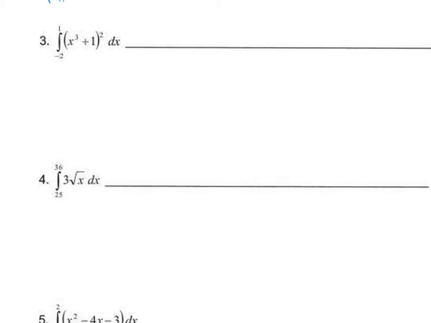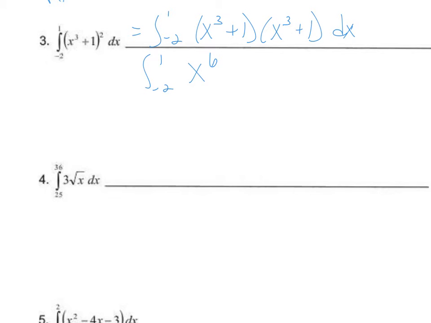For 3, I cannot do the antiderivative yet because of the quantity squared. So I have to simplify the integral by multiplying the two binomials together. So x to the third times x to the third is x to the sixth. So you can FOIL, box method, whatever your preference of multiplying is. Now I can do the power rule. So I'm going to add 1 to my exponent divided by the exponent.